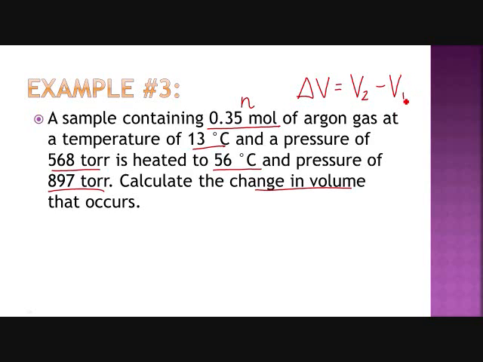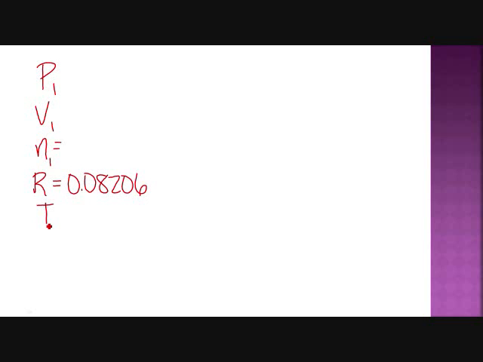Okay? So we are going to need to solve for each of the volumes separately, so then we can take the difference of them. On this one, what I did is I solved two separate equations, plugging in my two conditions to get the two different volumes, and then subtract at the very end. So my initial conditions, I labeled the first numbers as initial conditions.